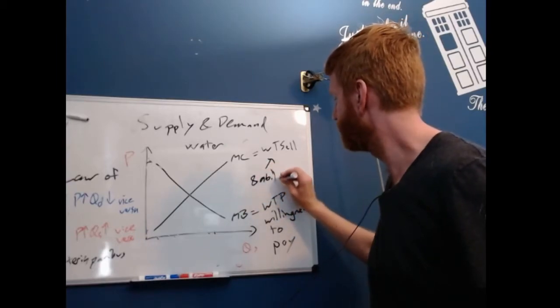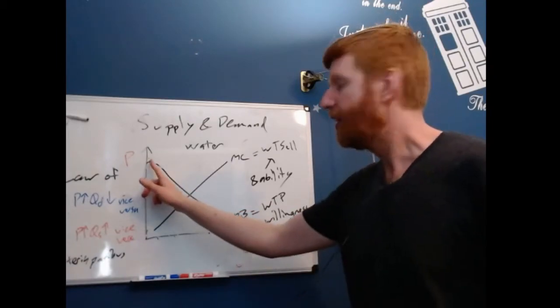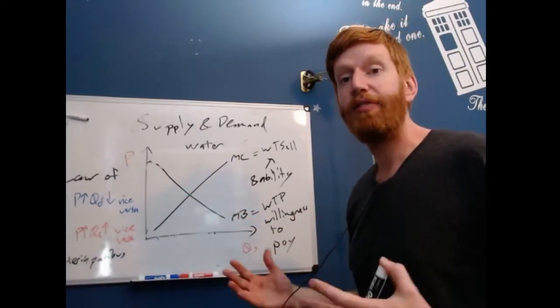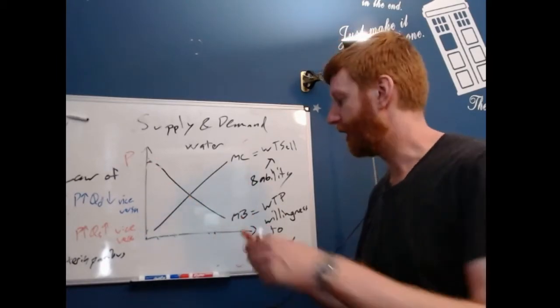And ability. But let me not get too distracted too soon. When we add together individuals' demand curves or individual supply curves, we get the market supply and demand.